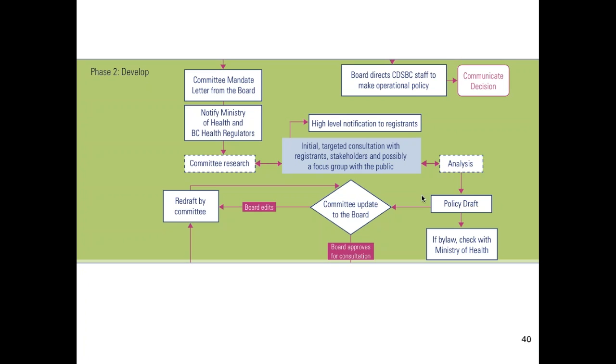Then the committee undergoes research, and there's a variety of different ways of approaching this, of course. The committee research will flow in and out of initial targeted consultation with registrants, stakeholders, and possibly even a focus group with the public if it was that kind of issue, and analysis. And those 3 steps might go back and forth for a bit until it gets clear on what the options are that are worth pursuing. At some point, there will be a high-level notification to registrants, so registrants are aware that this is occurring.